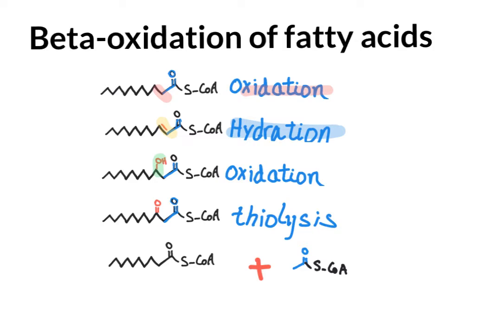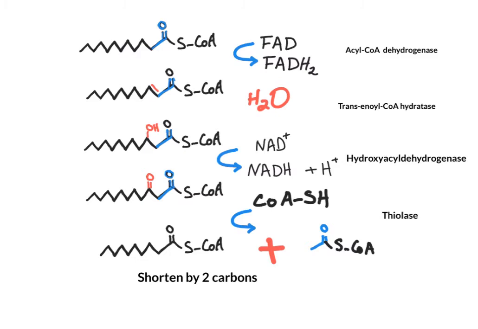Then we're going to do a second oxidation to produce a beta-ketothioester. And the last step is the thiolysis, in which we're going to cleave between the alpha and beta carbon, releasing a 2 carbon unit molecule of acetyl coenzyme A. On the first oxidation, we will use the coenzyme FAD, and on the second oxidation, we're going to use NAD+. Also, we're going to use coenzyme A on the very last step to cleave the 2 carbon unit molecule that can produce acetyl coenzyme A, which is then available for the citric acid cycle.